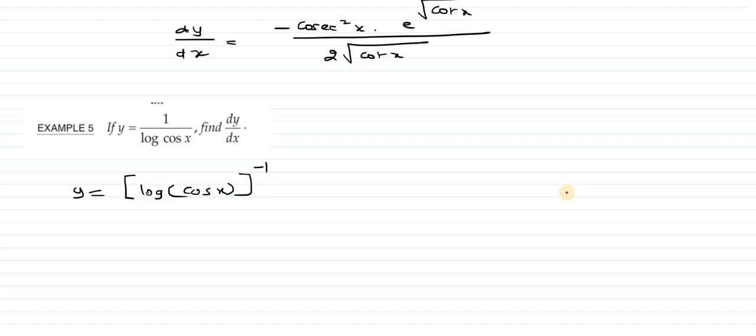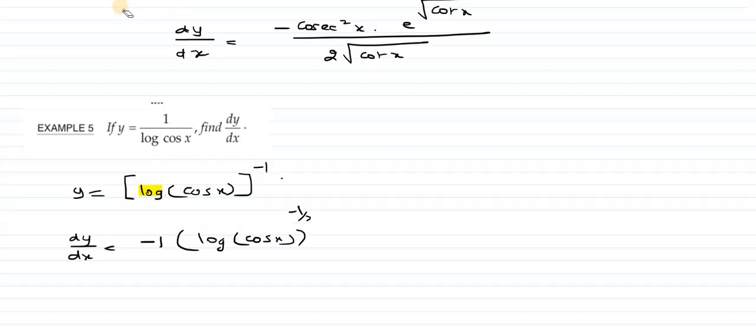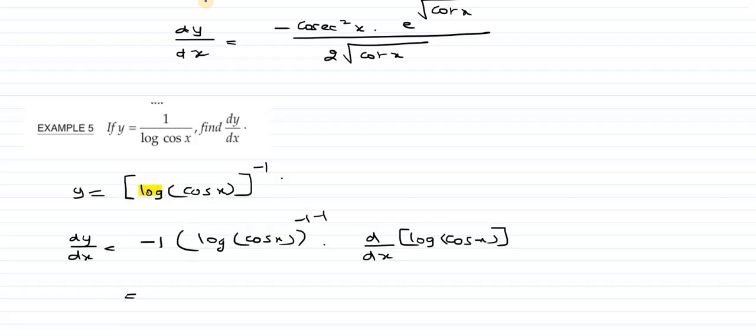Here the external function is what? Here this is the function. So what is the power? Minus 1. So when you do the differentiation, first you have to differentiate the power. So minus of log cos x to the power minus 1 minus 1, that is minus 2, correct? Then what we have to do? Differentiation of log of cos x. So this one will become minus 1 upon log of cos x to the power minus 2. When you take it to the denominator, it will become 2.